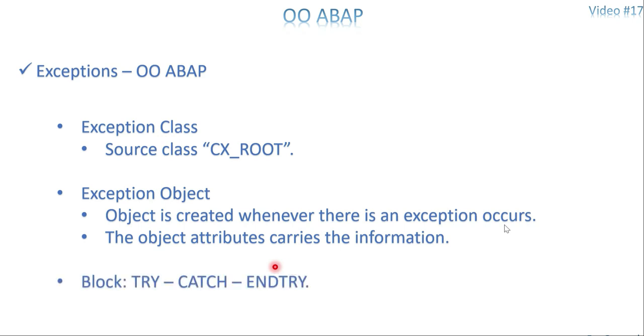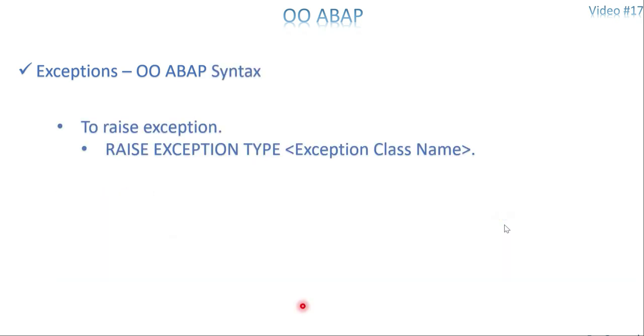And a block, this is a very familiar block for you. TRY, CATCH, and ENDTRY. This is a block which we are going to use to capture an exception. Normally not for raising, actually, to capture an exception, we are going to use the TRY, CATCH, and ENDTRY block. Okay. And then syntax. To raise an exception, you need the syntax RAISE EXCEPTION TYPE exception class name. It could be a custom or it could be a standard, depending on your scenario.